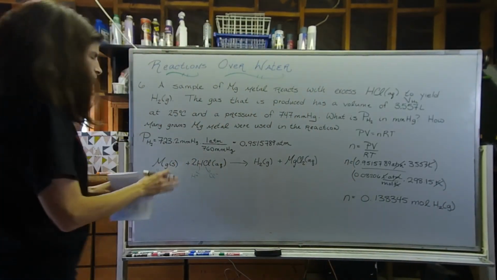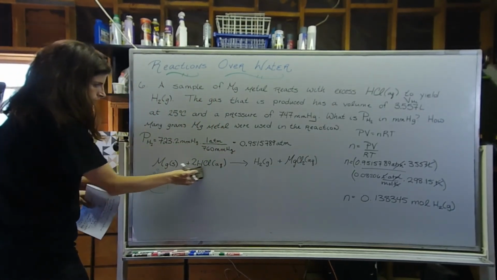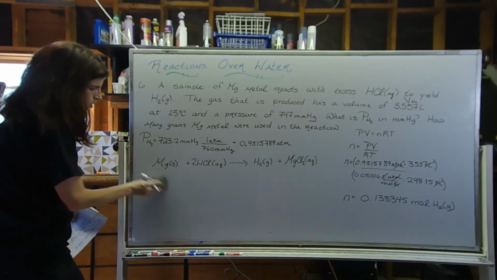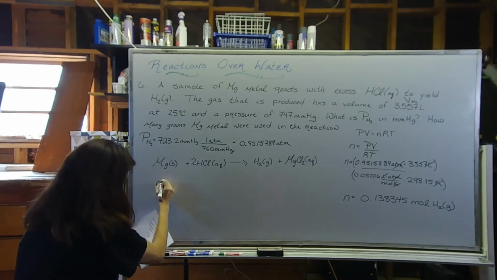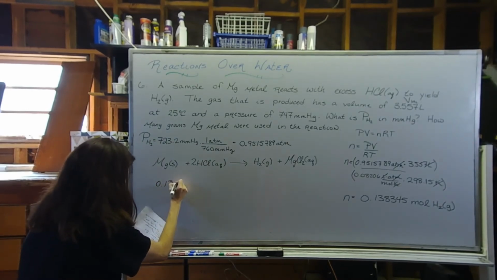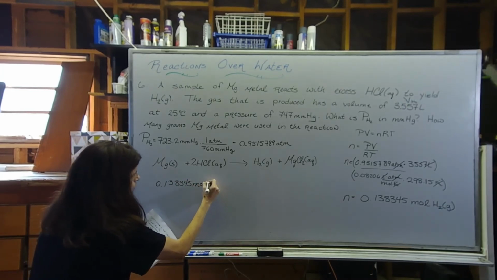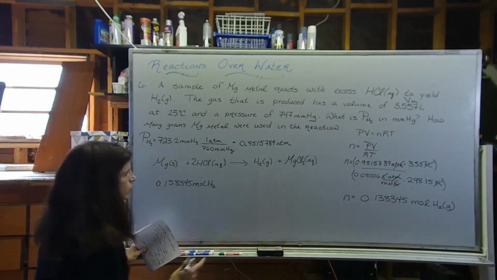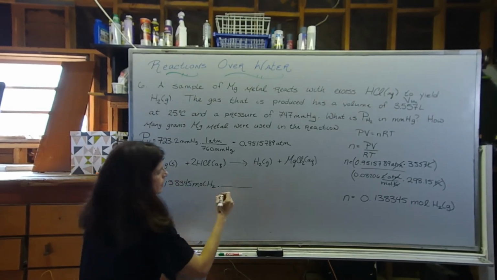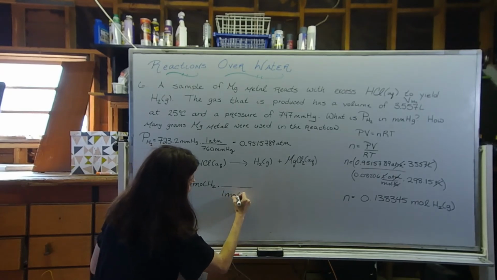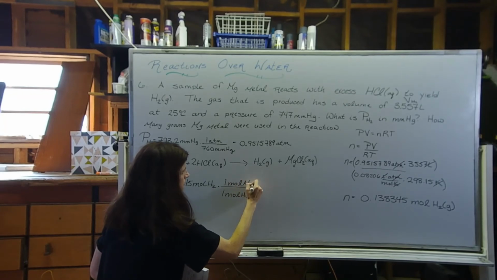Now, since we have a balanced equation, we can use the moles of hydrogen gas in conjunction with the mole-to-mole ratios. So I'm going to start with the 0.138345 moles of H2. Again, I'm just keeping a bunch of extra digits till the end. So 1 to 1 with our magnesium. So 1 mole of H2 needs 1 mole of magnesium.